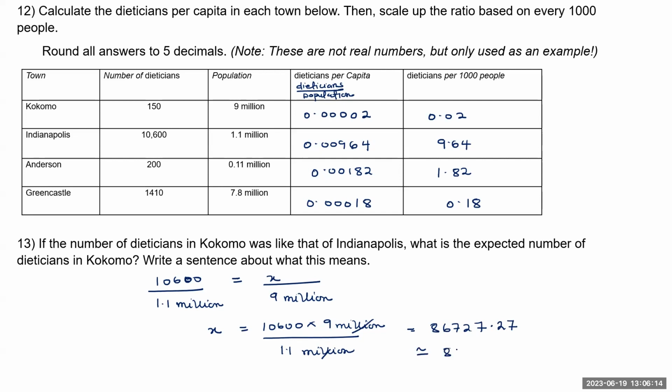and we can approximate this, since the dietitians are actually human beings, we can say that the expected number of dietitians in Kokomo will be 86,727, and that becomes the meaningful sentence.